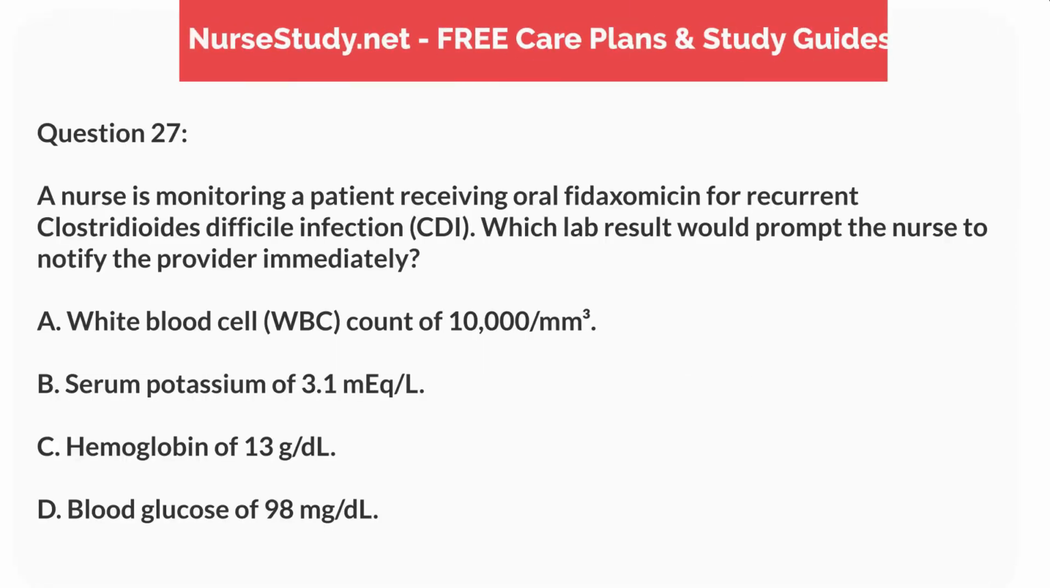Question 27. A nurse is monitoring a patient receiving oral fidaxomicin for recurrent Clostridioides difficile infection, CDI. Which lab result would prompt the nurse to notify the provider immediately? A. White blood cell, WBC, count of 10,000. B. Serum potassium of 3.1 milliequivalent per liter. C. Hemoglobin of 13 grams per deciliter. D. Blood glucose of 98 milligrams per deciliter.